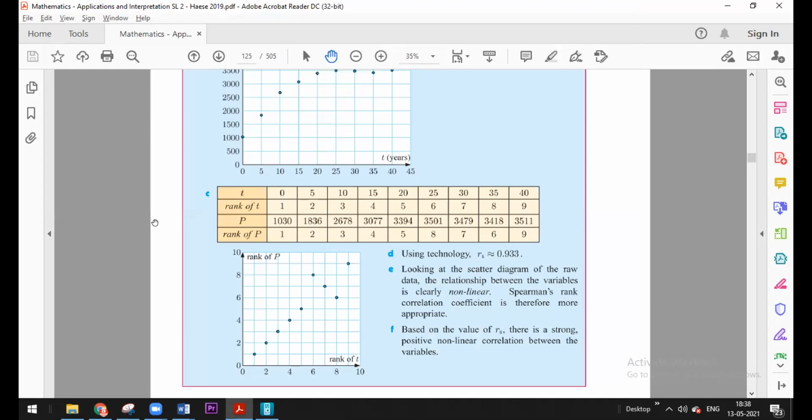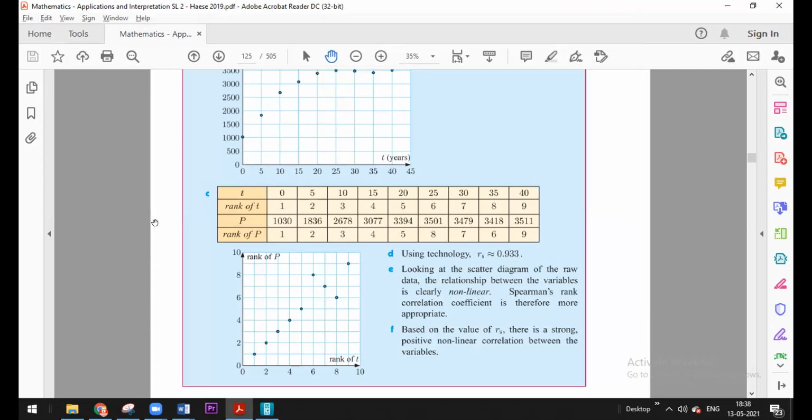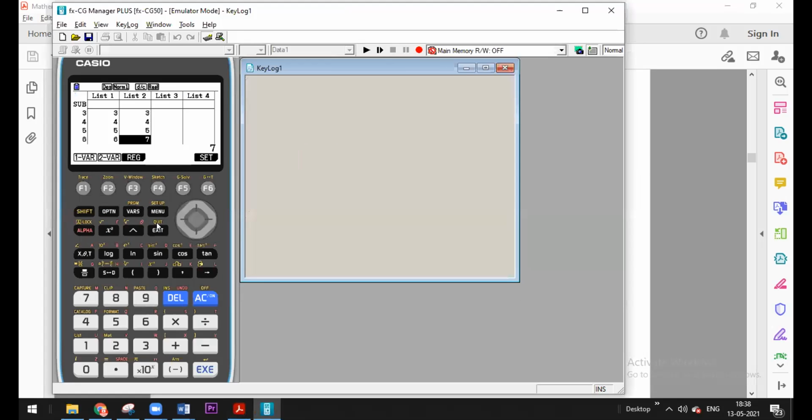And this becomes 1, 2, 3, 4, 5, and then 8, 7, 6, 9. Got it? Now I have to go into regression.